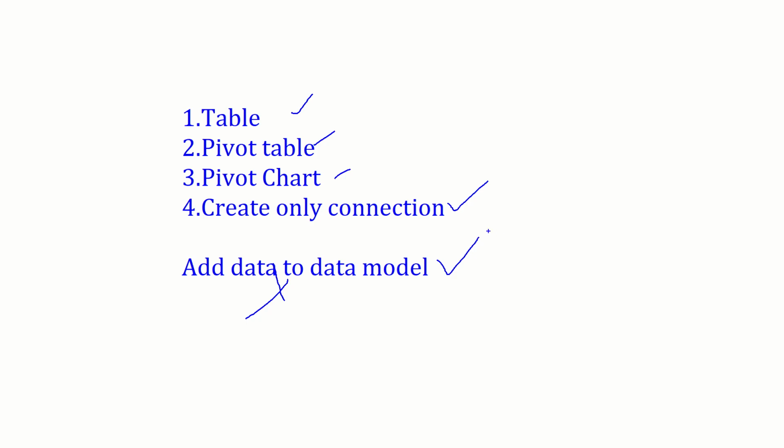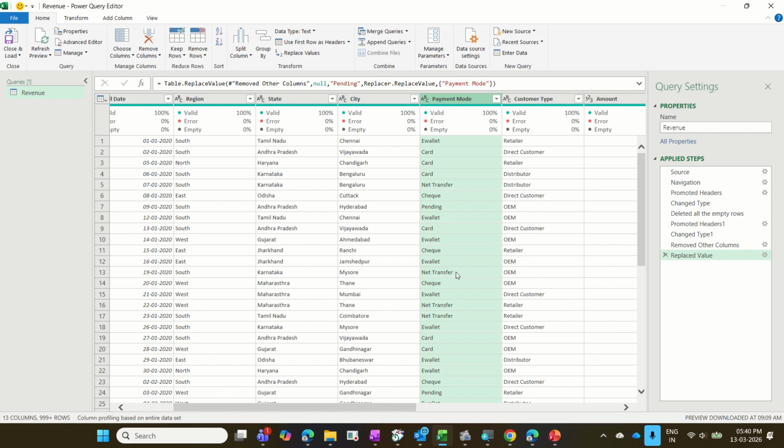Okay. So now what I am going to do is, I am going to select this create only connection, add data model. Okay. So home tab. Please don't straight away click on close and load. It will straight away load it to Excel as a table. Don't do it. There is an arrow mark. If you did it also, you can come back. No problem. There is an arrow mark on the close and load.